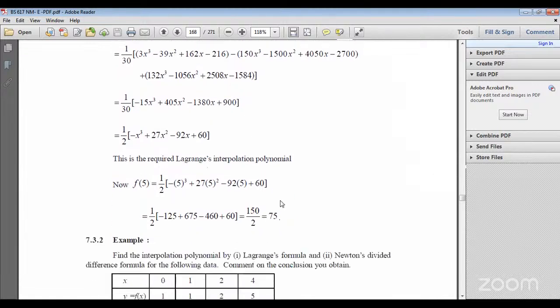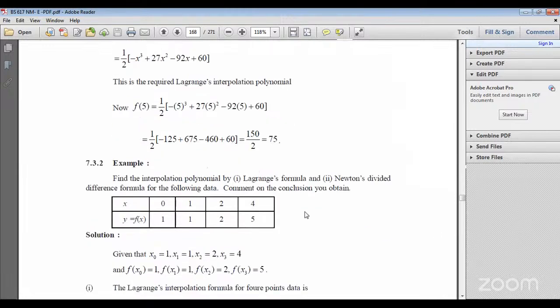So this is the required Lagrange's interpolation formula. So we are taking here 1 by 2 of minus 125 plus, and all these values are clubbed. We apply 5 in place of x in the Lagrange interpolation for what they asked. So that is 150 by 2, that is 75, the output value here. Then find the interpolation polynomial using Lagrange's formula and Newton divided difference formula.